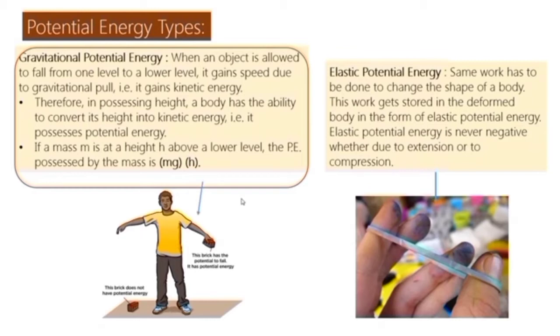Elastic potential energy. Work has to be done to change the shape of a body. This work gets stored in the deformed body in the form of elastic potential energy. Elastic potential energy is never negative, whether due to extension or due to compression.